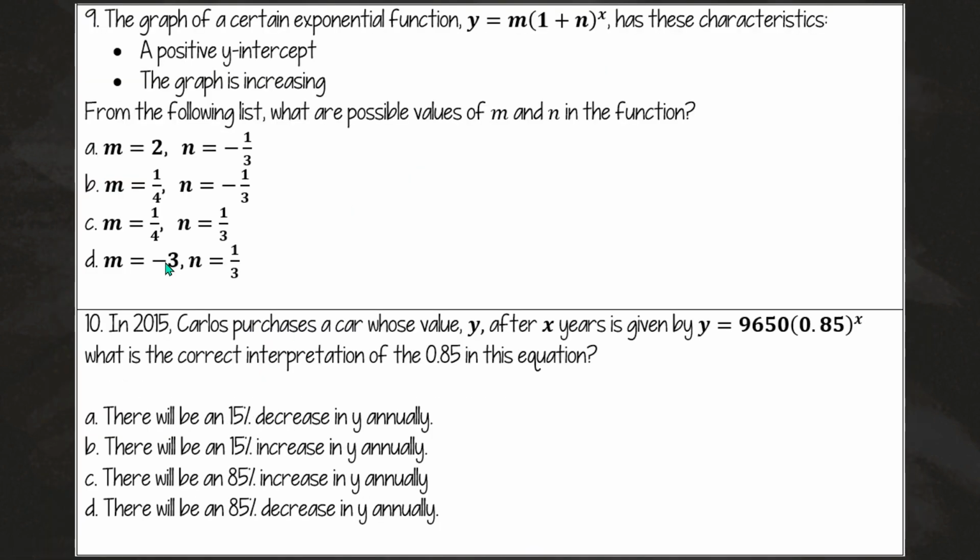All right, question number 9. The graph of a certain exponential function, y is equal to m times 1 plus n to the power of x, has these characteristics. So it needs to have a positive y-intercept. So our y-intercept is represented here in this particular equation by the letter m. So our m must be positive. So if I'm looking at my m values, I can cross out D right away.